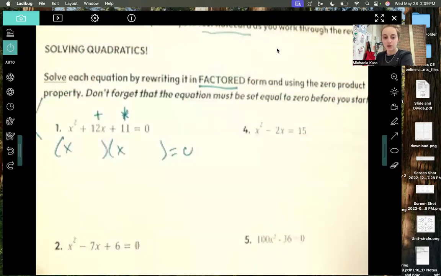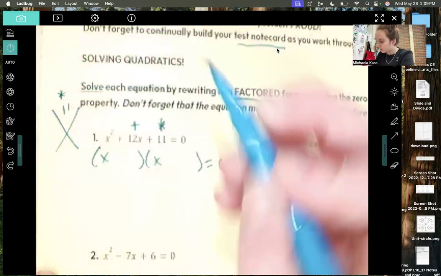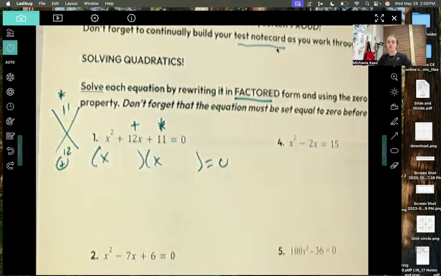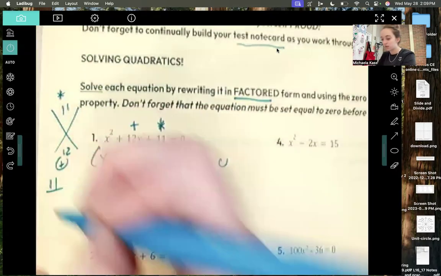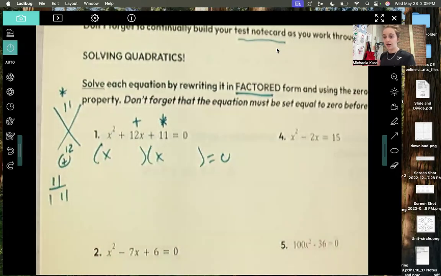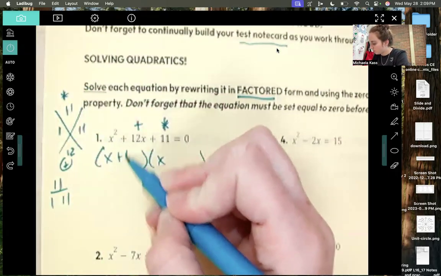You draw an X. This number goes on top, which means multiplication. This number goes on the bottom, which means addition. And we have to list all the factors of the number on the top, so all the numbers that multiply to give me 11. We got 1 and 11. That's it. Now, out of all those factors, which two numbers add to 12? Well, 1 and 11. So we're going to write plus 1, plus 11.